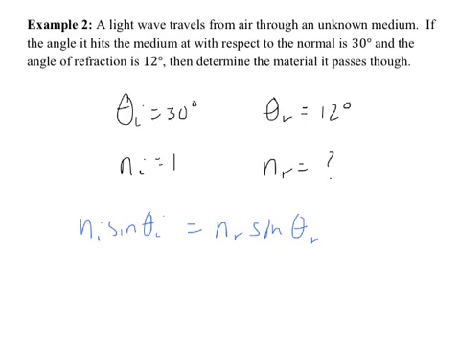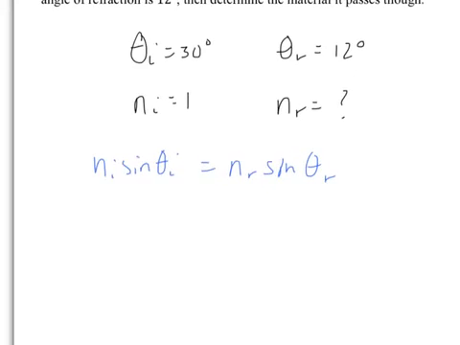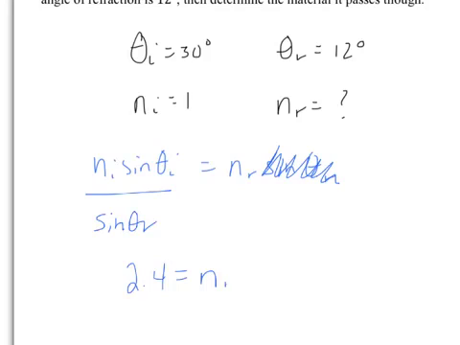And you could really, if you wanted to, solve for any of these variables first before even writing the equation out. Like here, if you're just solving for Nr, you divide by sine theta r. And now we can just erase this last part here, or simply cross this portion out. It's now gone. So this is what we're going to do. We're going to plug in 1 times the sine of 30 all over the sine of 12. And that will give us an answer of 2.4. Well, if we go to our table and look at our materials, we'll see that diamond has an index of refraction of 2.419, the closest one on the table.